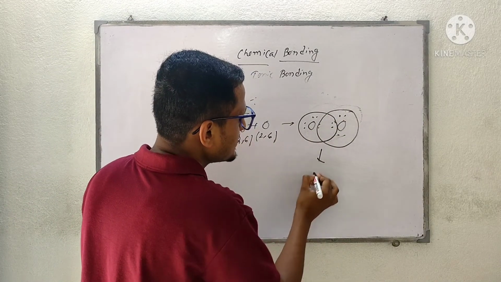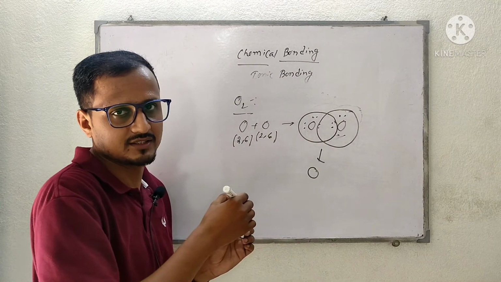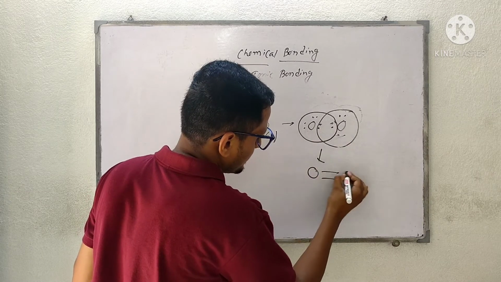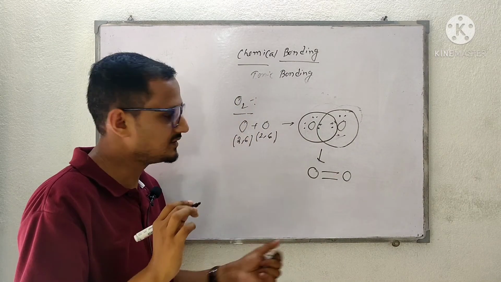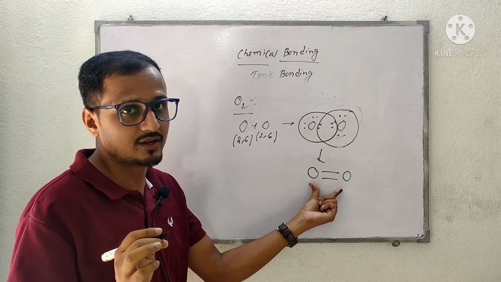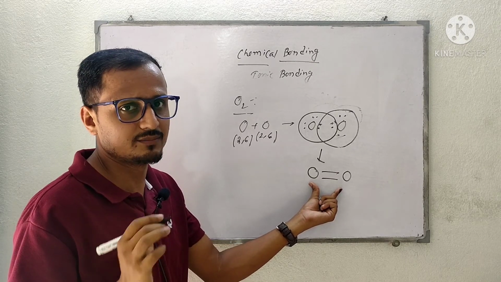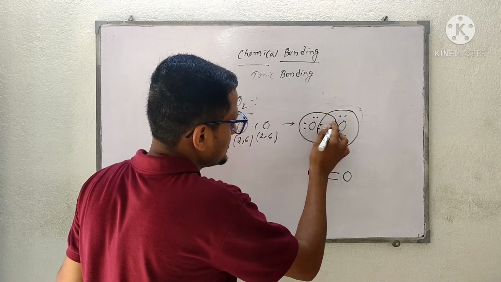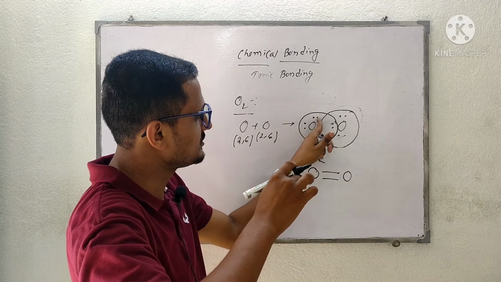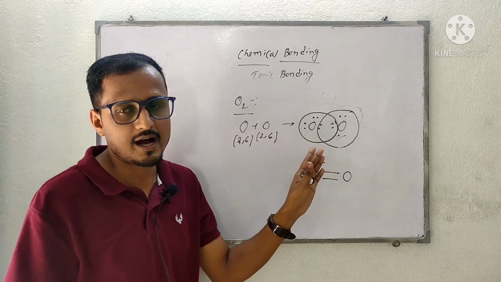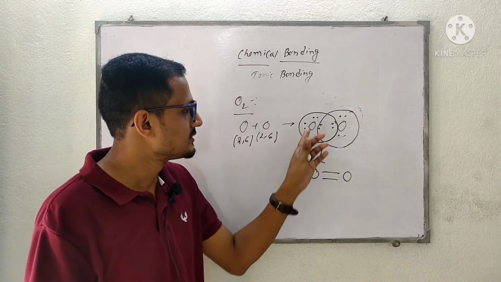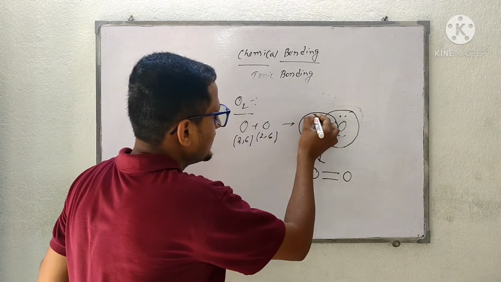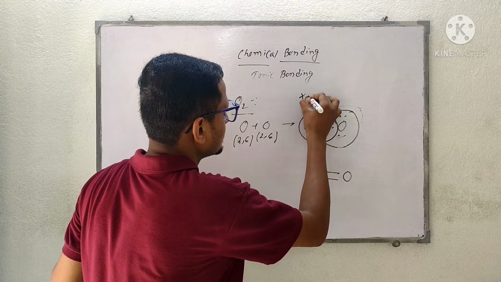Now in between two circles you see 4 electrons are there. These 2 electrons will make one bond, these 2 electrons will make one bond. Two bonds are formed. This is the bonding, that means the double bond is there between these 2 oxygens. Now you see these electron pairs are not in between these 2 regions, they are not participating in the bonding. So they are the lone pairs of electrons.